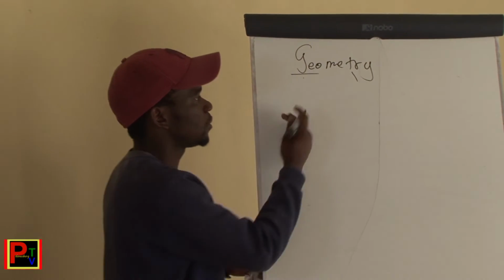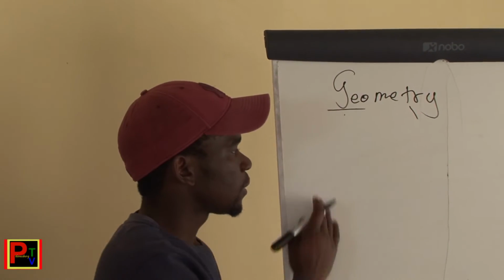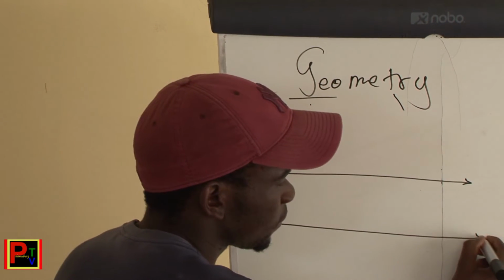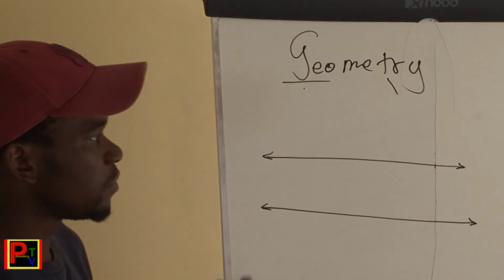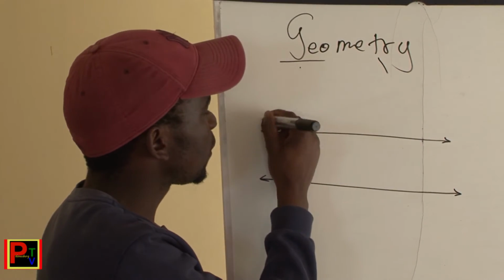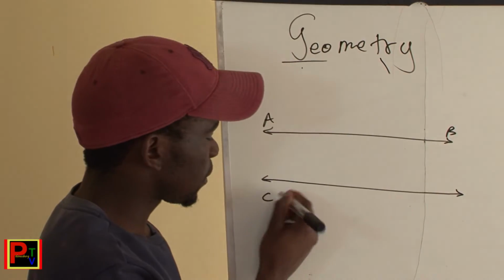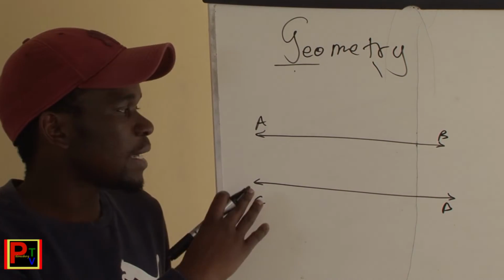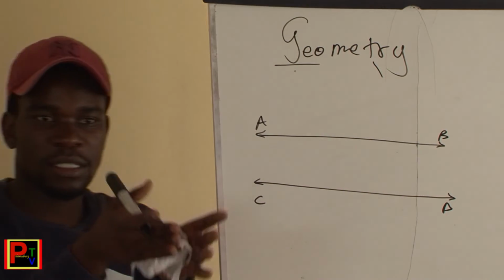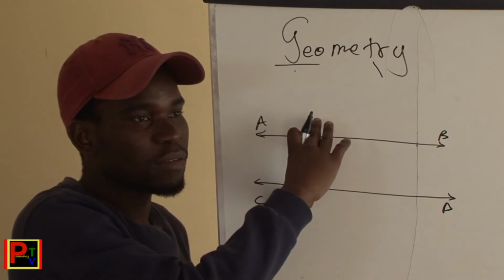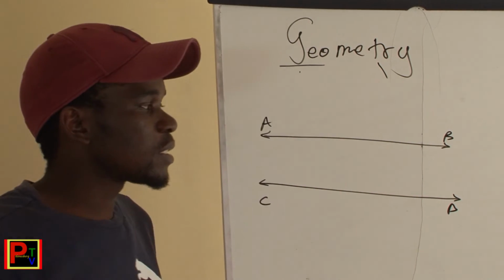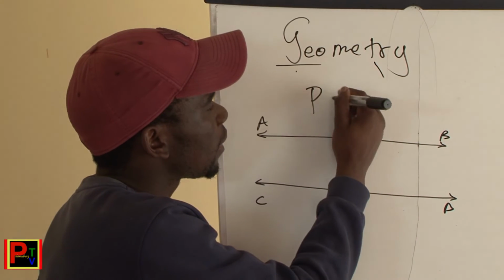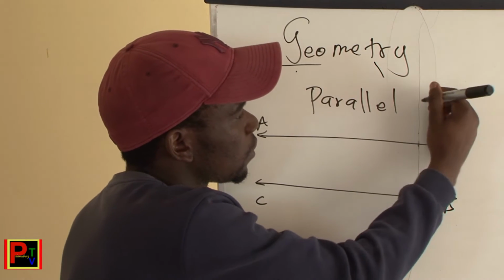Okay, now let's talk about the lines. If you are given a line like this and another line, let's say this is line AB, this is CD, what do you realize here? We realize that these two lines will never intersect each other. The lines that will never intersect each other and are going in the same direction are parallel lines. So we call these parallel lines.